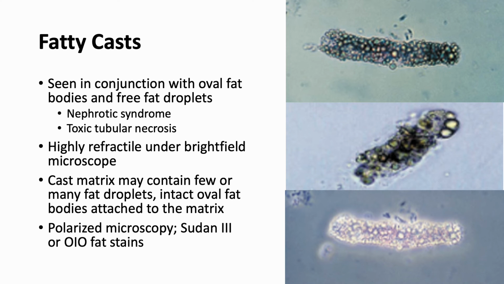Fatty casts are seen in conjunction with oval fat bodies and free fat droplets. They are seen in disorders causing lipiduria, like diabetes mellitus, crush injuries, nephrotic syndrome, and toxic tubular necrosis. They appear highly refractile under bright field microscopy. The cast matrix can contain few or many fat droplets, and can have intact oval fat bodies attached to the matrix. Polarized microscopy and fat stains like Sudan III or Oil Red O can be done to document the presence of fatty casts.